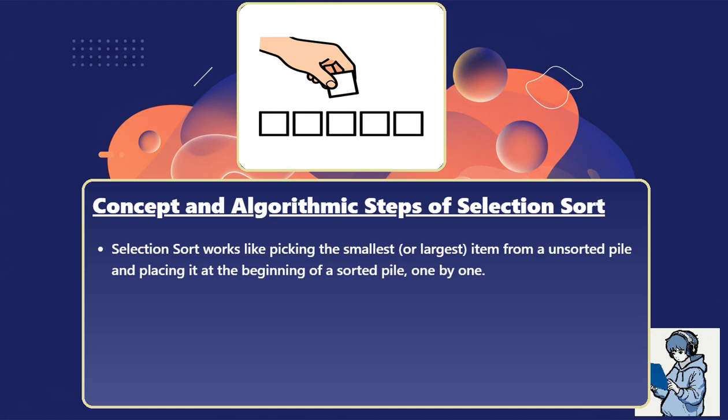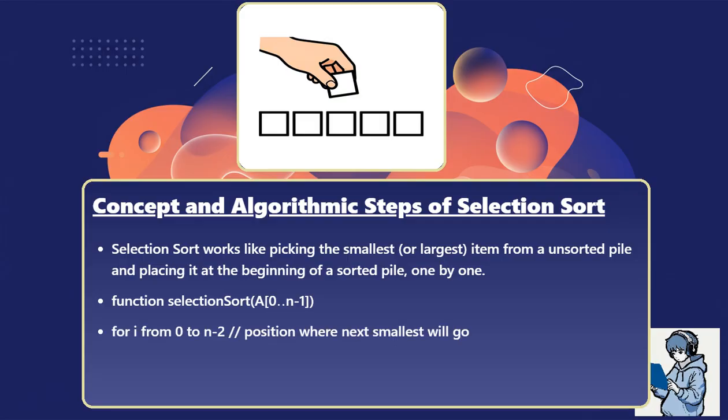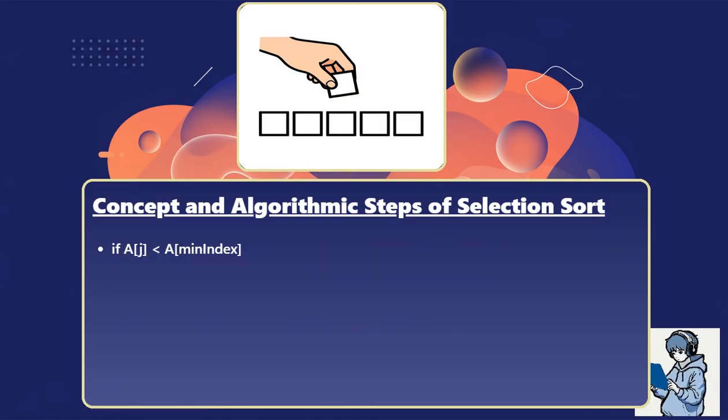Selection sort works like picking the smallest or largest item from an unsorted pile and placing it at the beginning of a sorted pile, one by one. Function selection sort(a[0..n-1]). For i from 0 to n-2, min index equals i. For j from i+1 to n-1, if a[j] is less than a[min index], min index equals j. If min index is not equal to i, swap a[i] and a[min index].